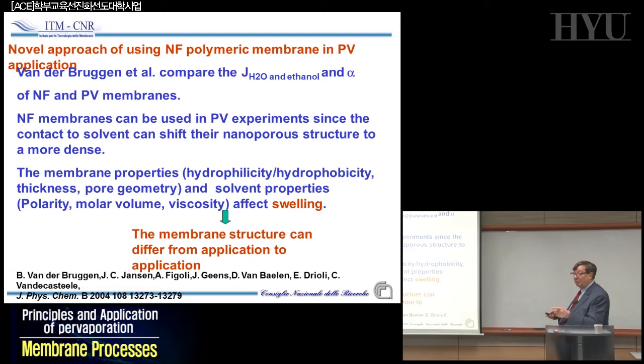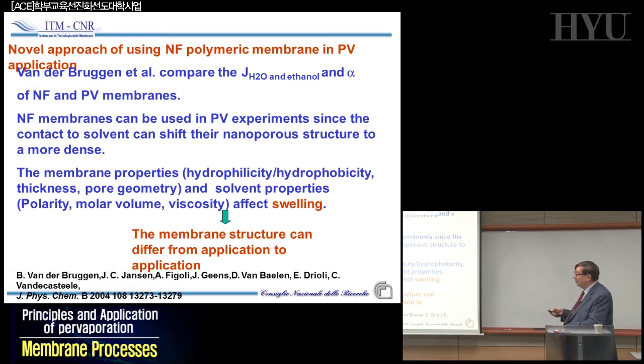But with some solvents, not for all, just because of the property of the polymer, some solvents will interact with the polymeric phase and so you swell. This swelling is decreasing the permeability, but increasing the possibility to separate. So you can use nanofiltration membranes in a pervaporation experiment, because of the transformation through interaction with the solvent. This basically makes the nanoporous structure much more dense. So you are closing the porosity and you are inducing high selectivity.